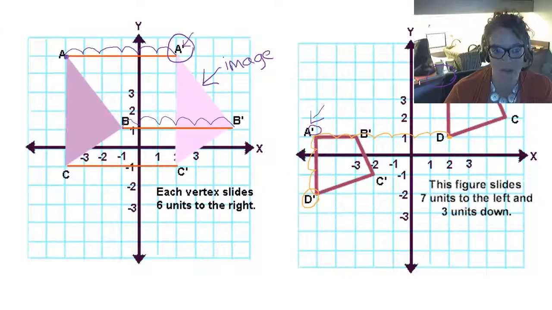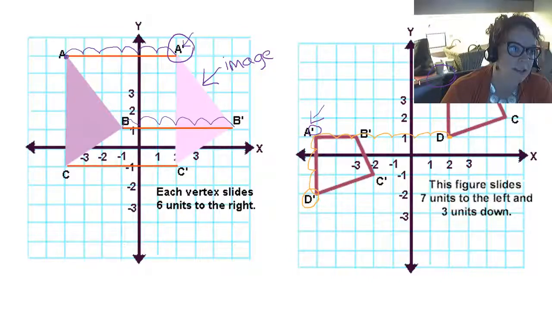So sometimes a transformation, such as a translation, a slide, or a rotation, a turn, or a reflection, a flip, sometimes they can have more than one step. So in this particular example, they told you to move it over and then down.